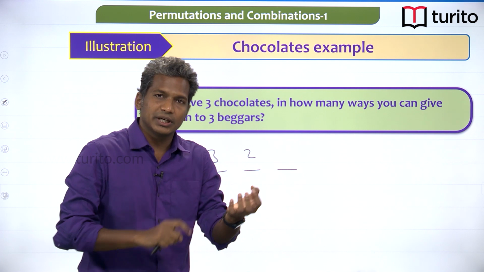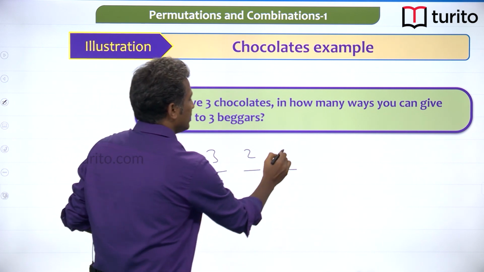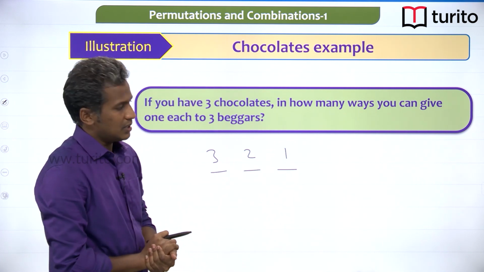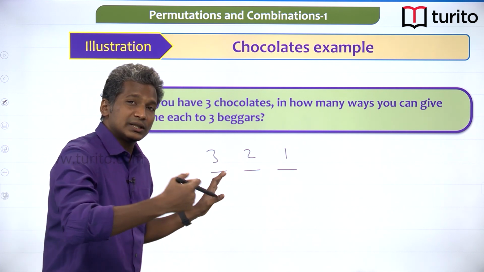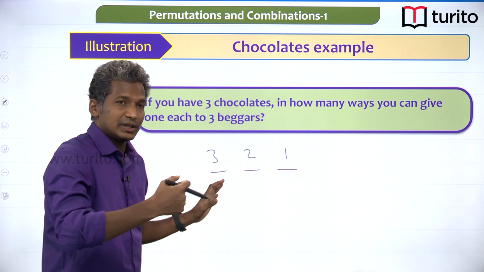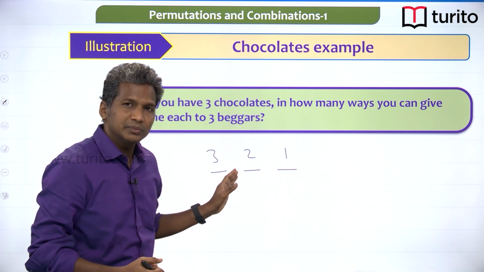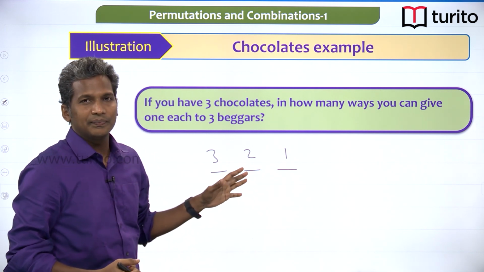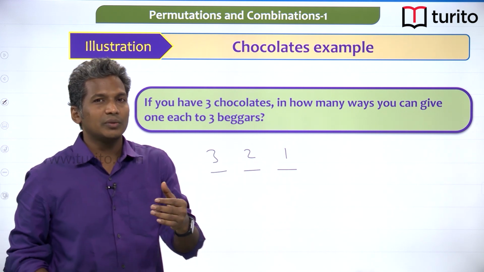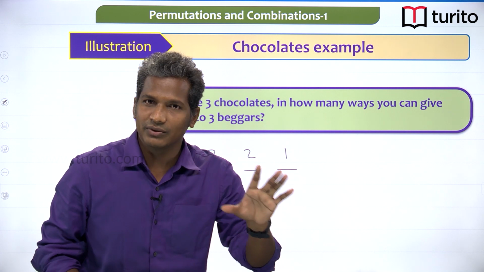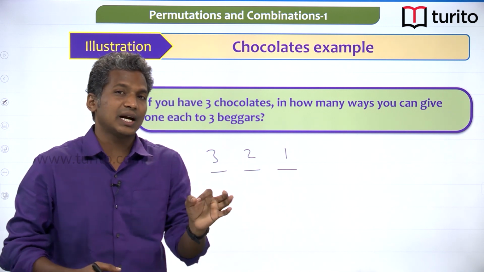So, only 1 chocolate I have in my hand. So, I can give it in one way. Okay. So, now how many total number of ways? What is the total number of ways? Do we have to add them or multiply them? Now, remember both are going to give you 6 only. Either you add them or multiply them, both are going to give you 6. Answer is 6. But which is right?